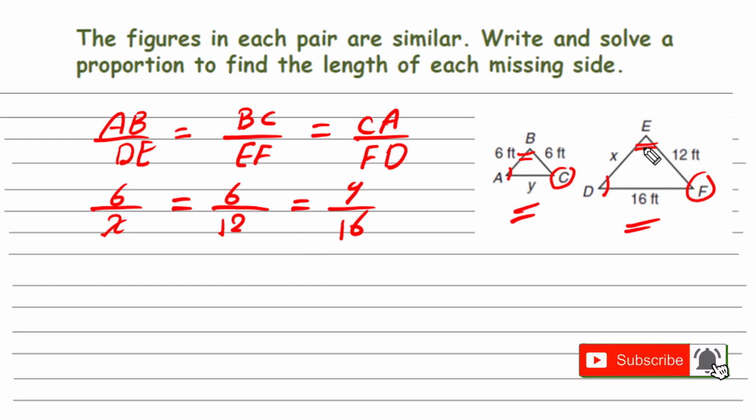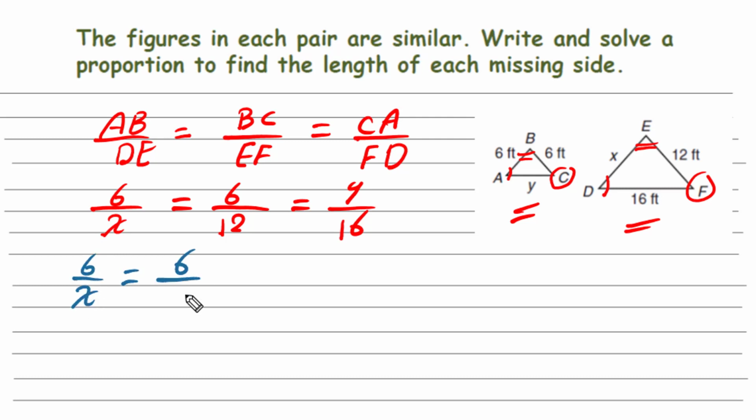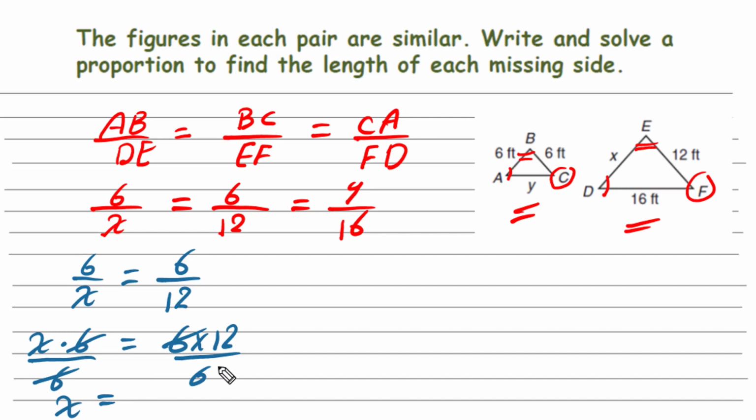To find the value of x, we will use the first and second ratio. 6 over x is equal to 6 over 12. Now use cross products to find the value of x. Now we get x times 6 equals 6 times 12. To find the value of x, just divide both sides by 6. Cancel out common factors, we get x equals. Cancel 6, we get x equals 12.